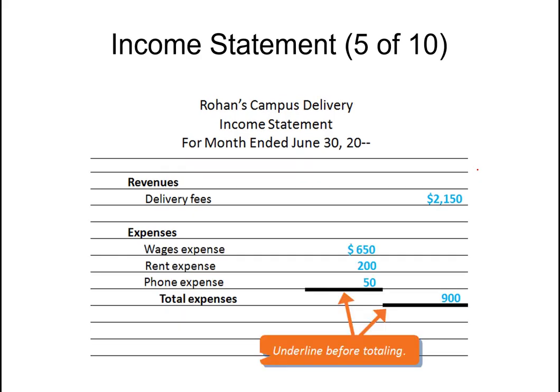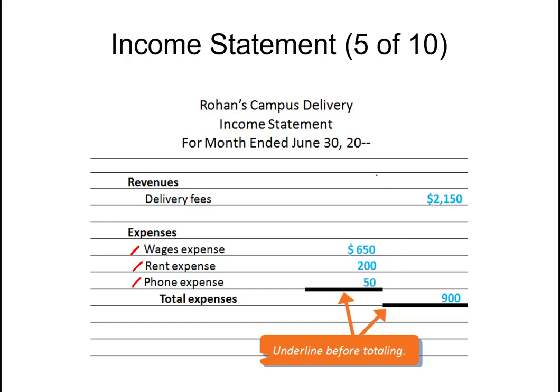Okay, and then we put the expenses. We list all the expenses. We have wages expense, rent expense, food expense, 3 types of expenses. So we put the values here: 650, 250, and then we put an underline before the total, and then we put the total here: 650, 200, 950.